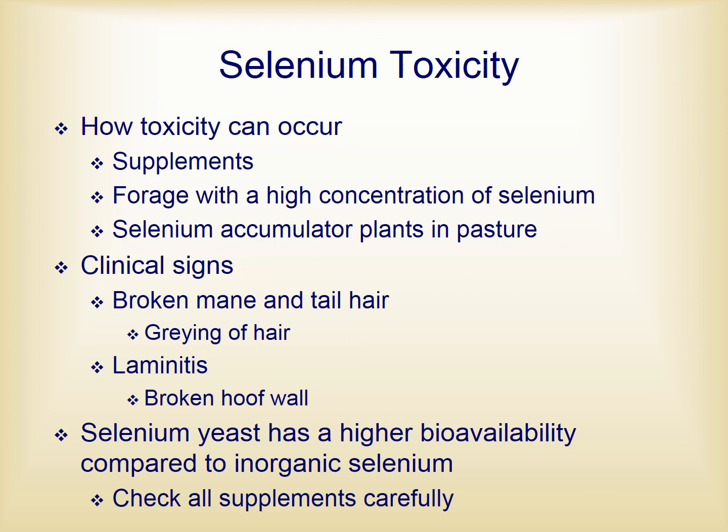Clinical signs of chronic selenium toxicity, again, which you'll see most commonly out in practice, would be broken mane and tail hair, as well as graying of the hair. Selenium will disrupt the disulfide bonds between cysteine and methionine, the two amino acids that help form hair. And so when those bonds are disrupted, the hair will break. And so a bobtail appearance is quite common when a horse has selenium toxicity. Laminitis can also develop, and it can end up being fatal. You'll often see a broken hoof wall. Again, these are fairly classic signs of selenium toxicity.